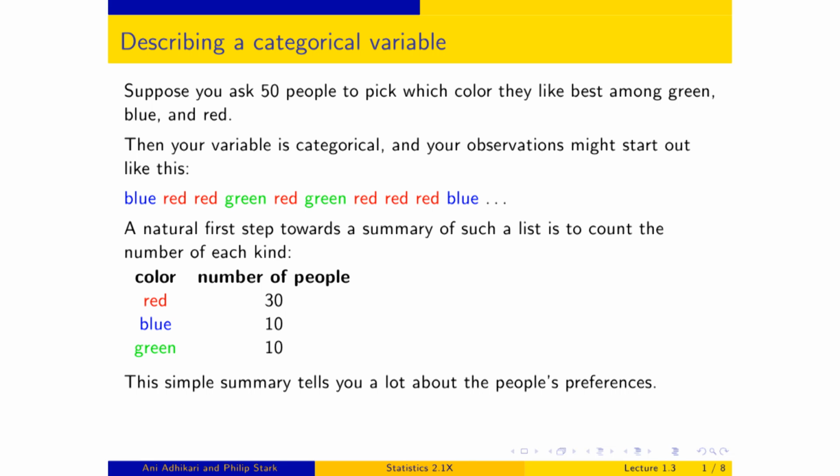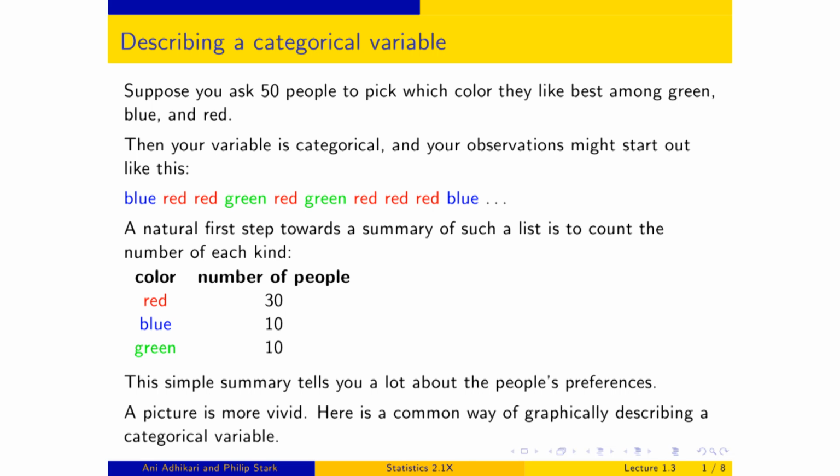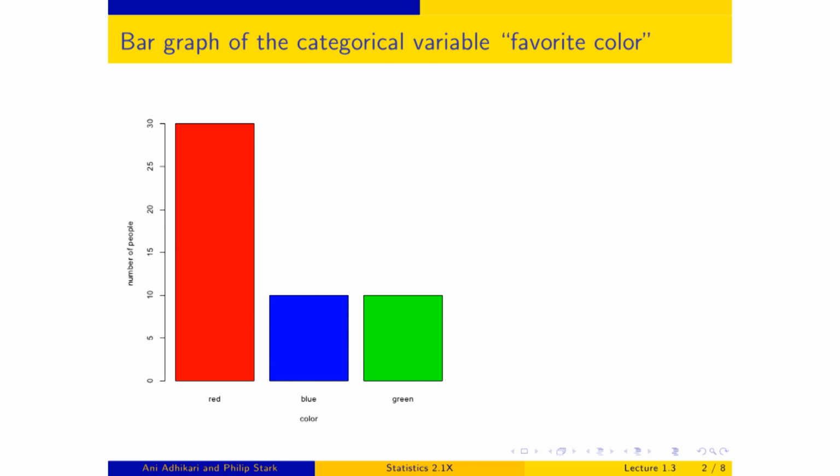Now this information becomes much more vivid if you describe it in a picture. And here's a common way of graphically describing such a variable. You've seen it before, I'm sure. It's called a bar graph. Here we go. Easy enough to understand. You have three bars, one for each possible value of your variable, red, blue, and green. And the height of the bar is on the vertical axis. And that shows the number of people. So you can see the height of the red bar is 30. The height of the blue and green bars, each of them, is 10. So that represents your data.